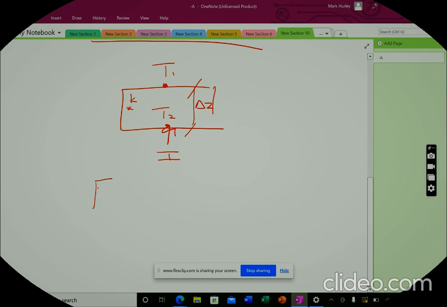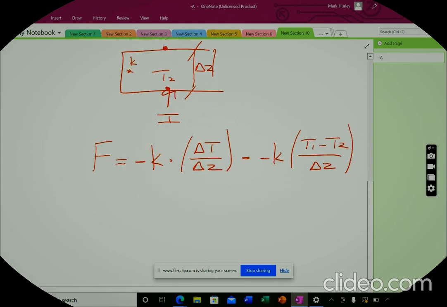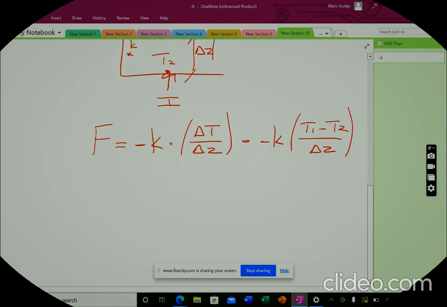So we call it F for heat flux, and it's equal to negative K times delta T over delta Z. That's the temperature gradient, or negative K times T1 minus T2 over delta Z. The reason you use negative is the direction of flow: it's from hot to cold. And when you take the difference between the minimum and the maximum right here, it's also negative. And so it cancels out and you're left with a positive heat flux. This is the actual measurement.